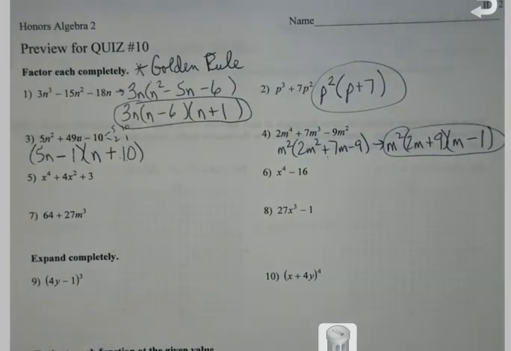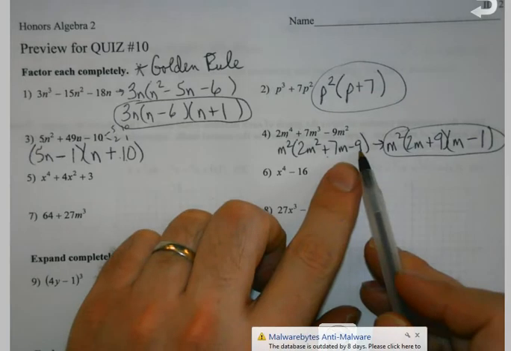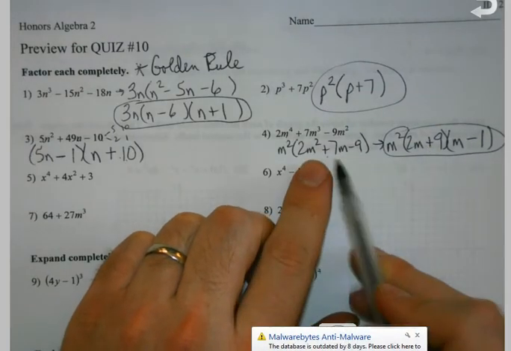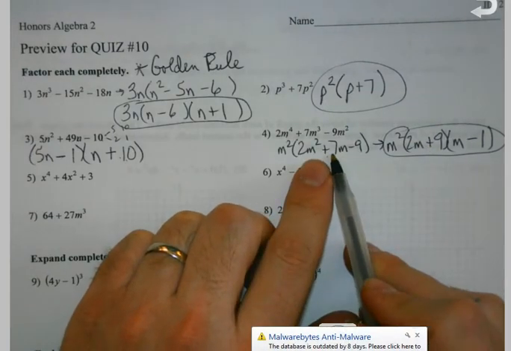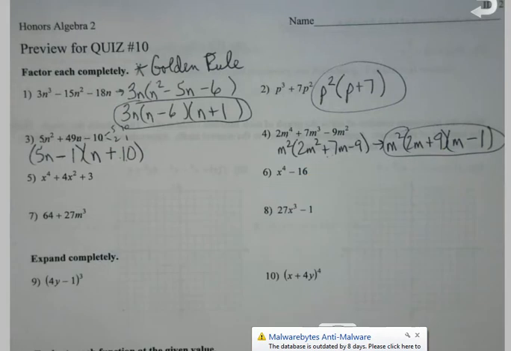But the little things, like understanding that multiply to negative 9 means I get a positive and a negative, and knowing that my middle term where I add is going to be positive, making sure the bigger number is positive. Those are the little things you can do to keep yourself from losing points.